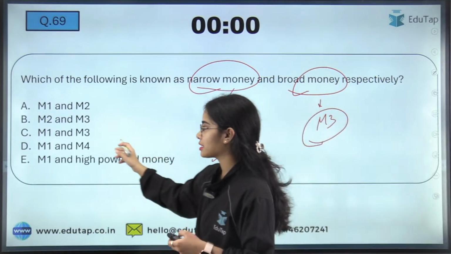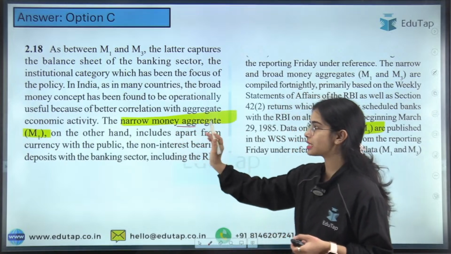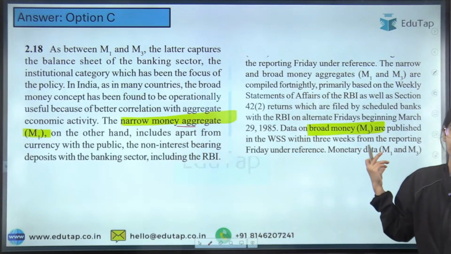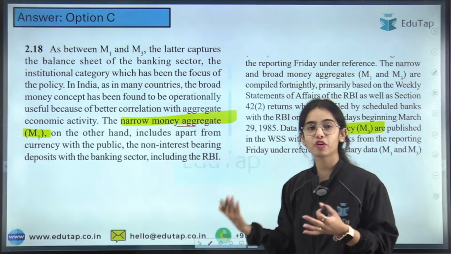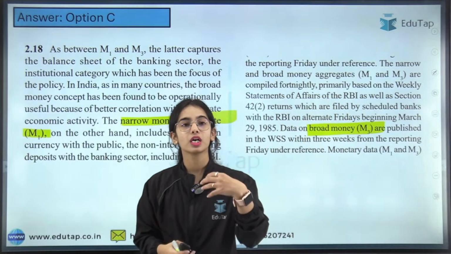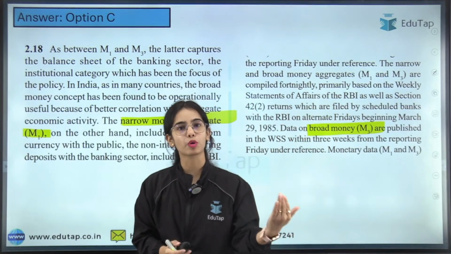Okay. So here the answer is C. Narrow money is M1 and broad money is M3. This is just to show you the example from RBI, that the RBI itself has said that narrow money is M1 and broad money is M3.